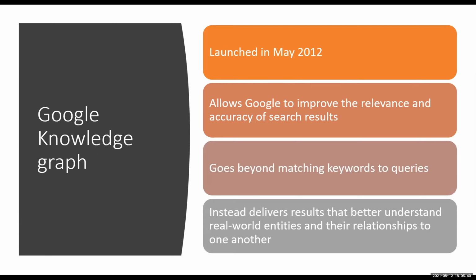Google launched its version of a knowledge graph in May 2012, which allows Google to improve the relevance and accuracy of its search results. It goes beyond simply matching keywords to queries and instead delivers results that better understand real-world entities and their relationships to one another.